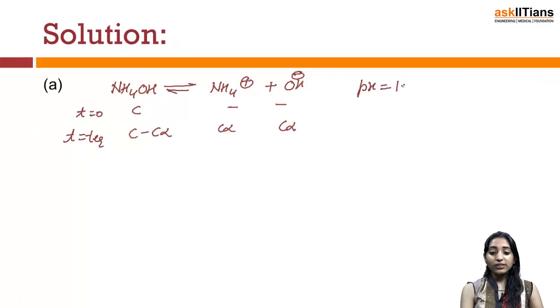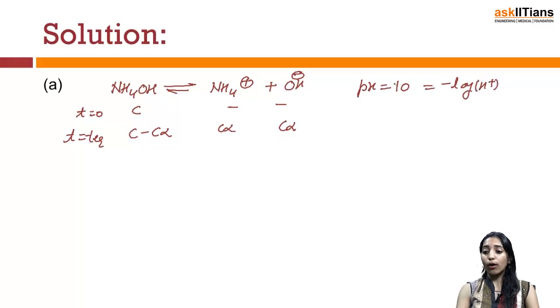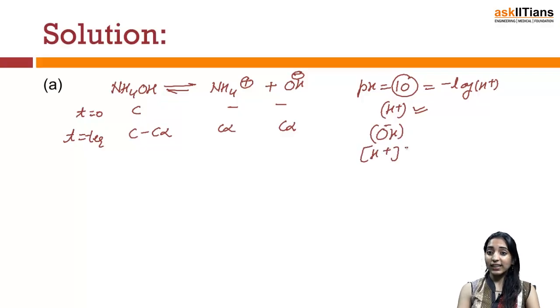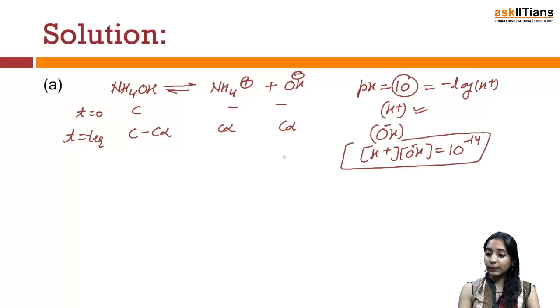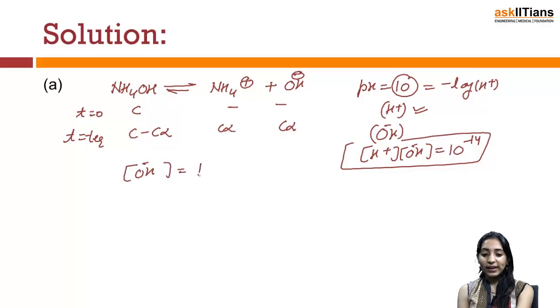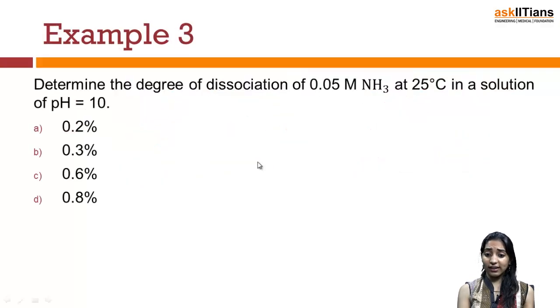Now he has said the pH of the solution is given to be 10. If pH is 10, I can say minus log of H positive is 10. Now using this value of pH, I can calculate the value of H positive. If I can calculate the value of H positive, I can also calculate the value of OH negative using the equation H positive into OH minus is 10 to the power minus 14. The reason I am using this equation is because it has been given that the temperature is kept at 25 degrees Celsius. Now on getting the value of OH minus from this equation, which is obtained as nearly 10 to the power minus 4, I can very easily correlate it to the value of C alpha.